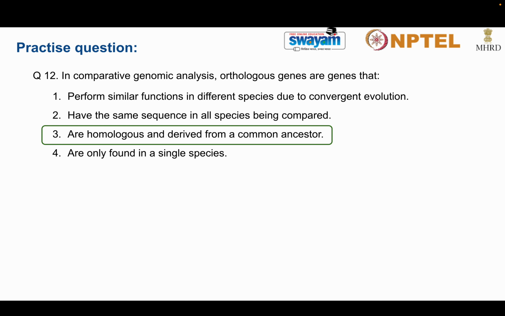It is not true that the same sequence always means orthologous, because the same sequence can also arise due to convergent evolution. That means the ancestors are not the same, but still the sequence similarity exists. So that can also be possible, which is the paralogous gene. So we cannot say that the same sequence in all the species is the orthologous genes. Similarly, "are only found in a single species" is also not true, because orthologous genes are the genes which come from the common ancestor, so they involve multiple species. We cannot say orthologous by looking at a single species.